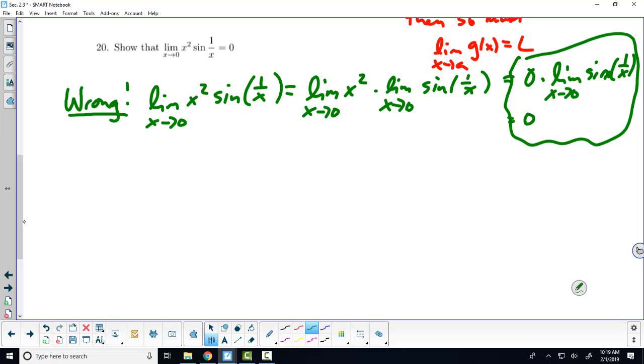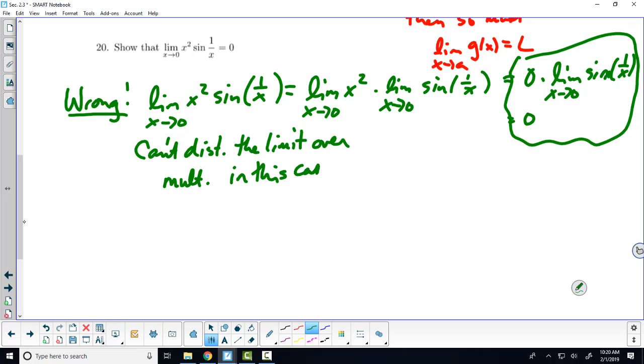If you go back to the limit properties that start at 2.3, you'll see that we wrote down the limit of the product is the product of the limits. But all of these properties had a caveat to them. What was it? The limit has to exist. You can only use any of those properties provided the underlying limits exist. So you cannot do this. Forget this silly argument here. The real issue is you can't distribute the limits over multiplication in this case.